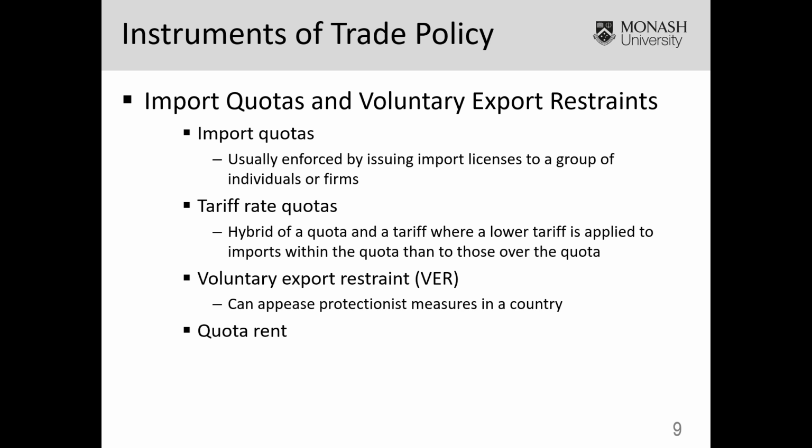Tariff and quota rates. You get a hybrid quota system with a tariff and a lower tariff applied for the first lot of imports and a higher one later. You get voluntary export restraint. Even though the Japanese vehicles had, at stages, import quotas, some of those import quotas were actually set as voluntary export constraints, as a government-to-government agreement. So it wouldn't appear that they were being protectionist or breaking what was then GATT rules, what is now WTO rules, but was a voluntary restraint. And there's also quota rent, the price that you will pay back to the government, like a tax, to own a quota.